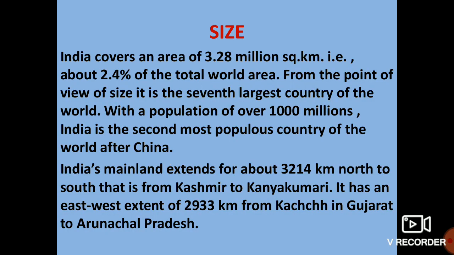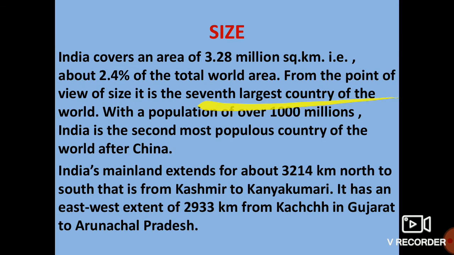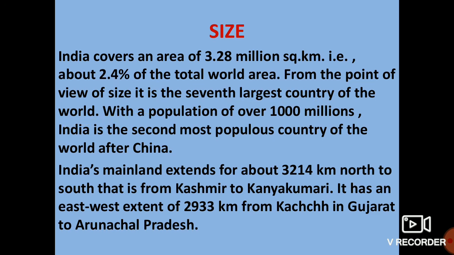If I talk about size, India covers an area of 3.28 million square kilometers. It is about 2.4% of the total world area. In size, India is the seventh largest country of the world. First is Russia. If I talk about population-wise, then India is at number 2 and China is at number 1. India is the second most populous country of the world after China.